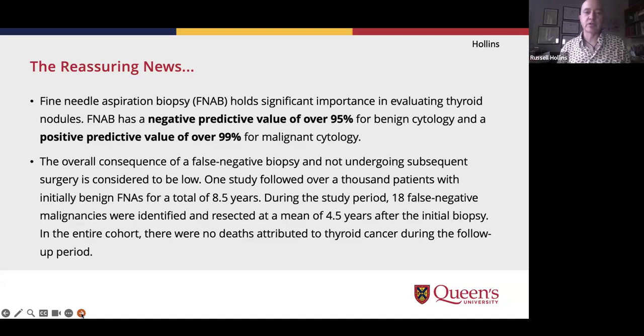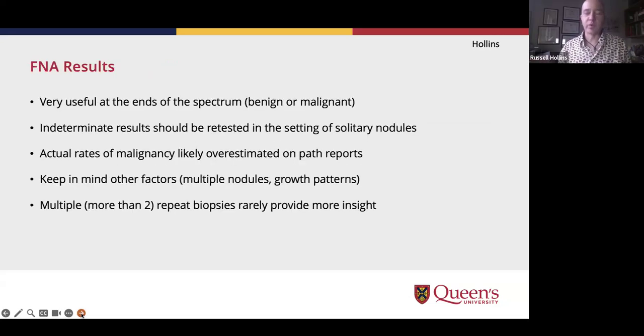The other reassuring news is if you get a false negative biopsy, because that can happen with basically any test, and you don't do surgery, the actual consequence is not serious. There's been no deaths reported in any studies that showed false negative biopsies that turned out to have malignancy later on. Next slide. And that's in keeping with what we know about how thyroid cancer mortality hasn't increased.